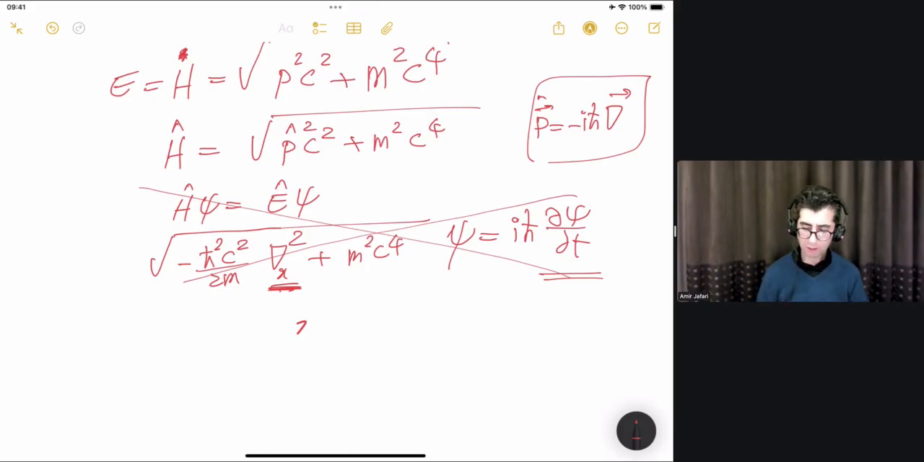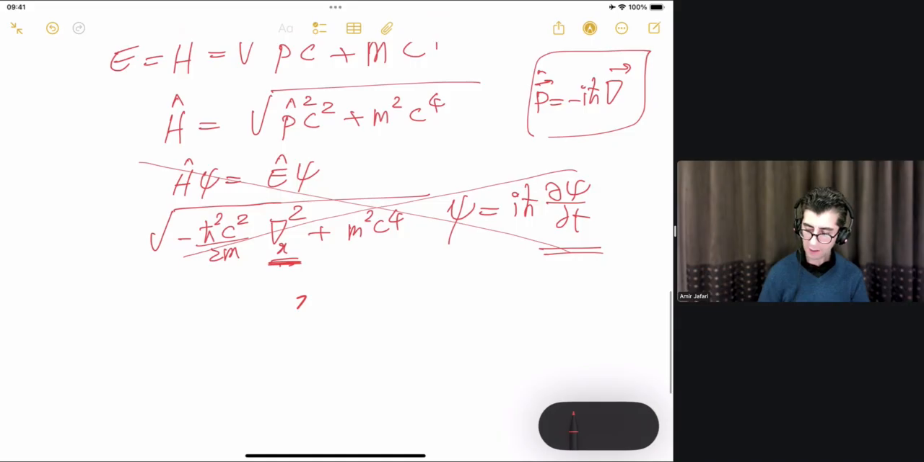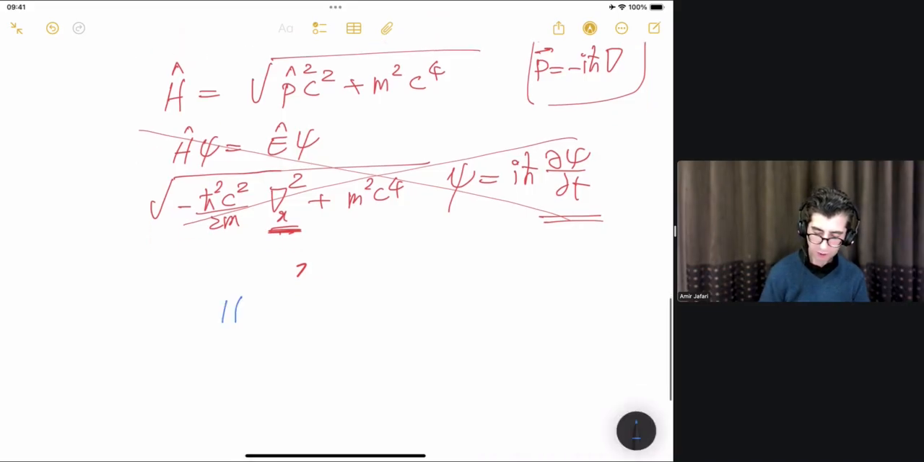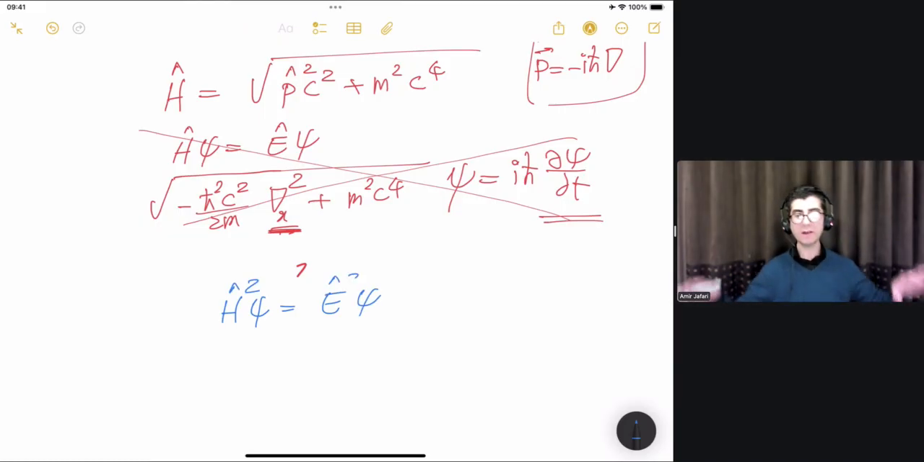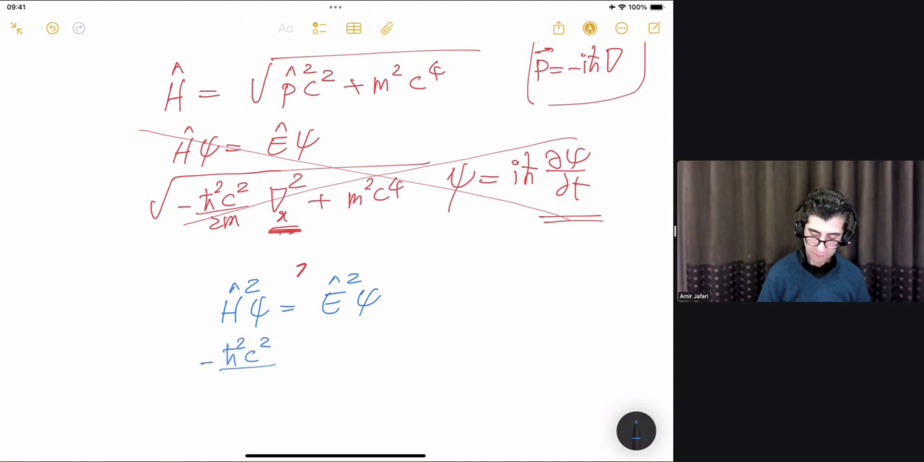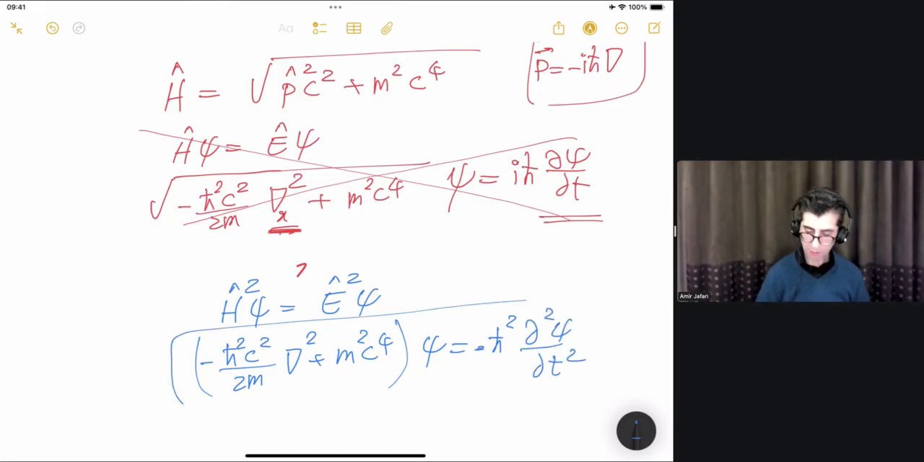Well, you would say, okay, I can fix it. I can write this equation again, but I'm going to write it this way. By squaring these differential operators, both sides of the equation, I can use the relativistic expression, but now I don't have the square root function, so I don't have that problem, right? You get this. And you are kind of right. This is the Klein-Gordon equation.